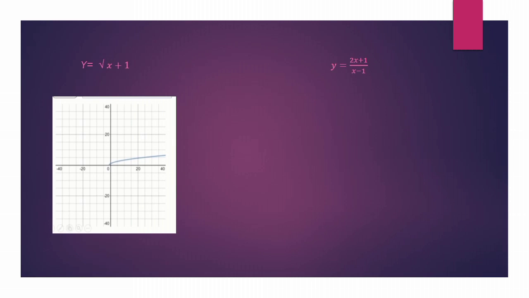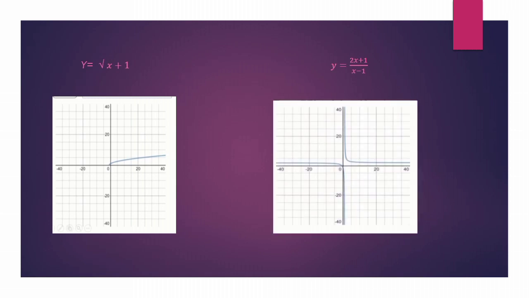So this is the graph using a vertical line test. What do you think, is it a function or not? And this one, it's a rational equation. Y is equal to 2x plus 1 over x minus 1. So this is the graph of the rational equation.